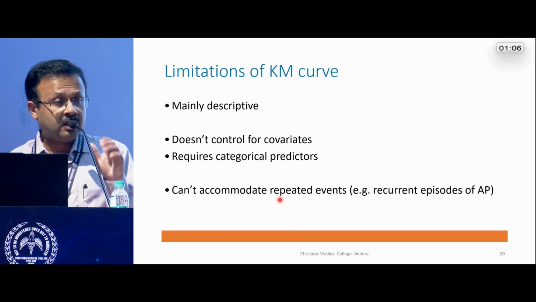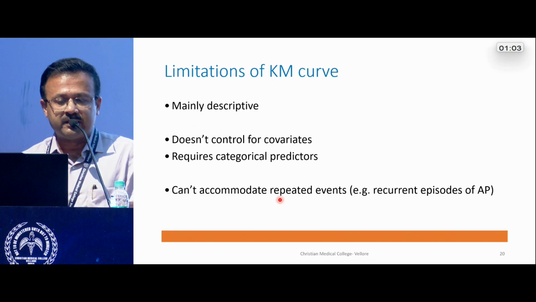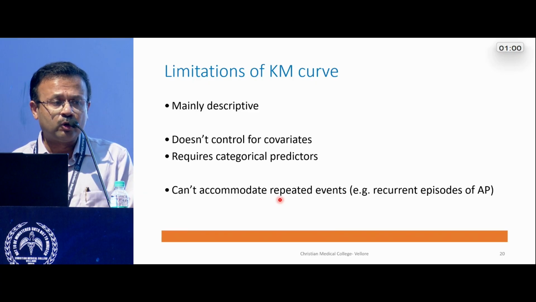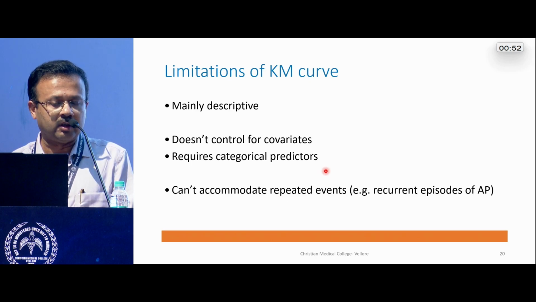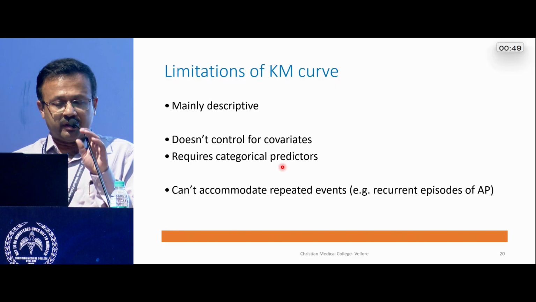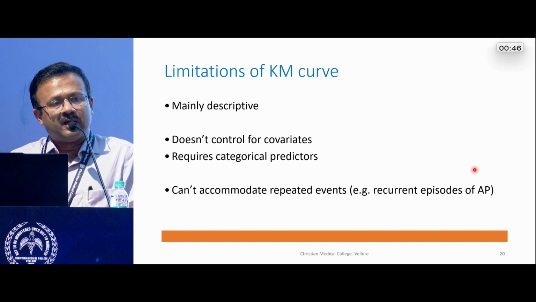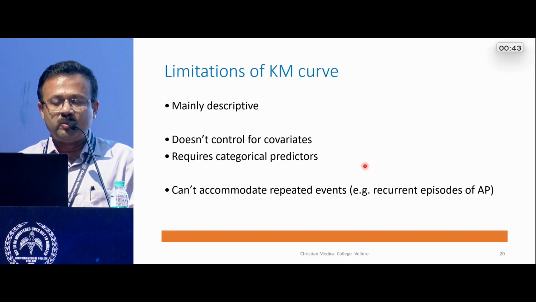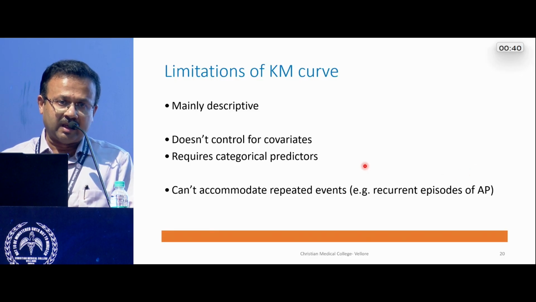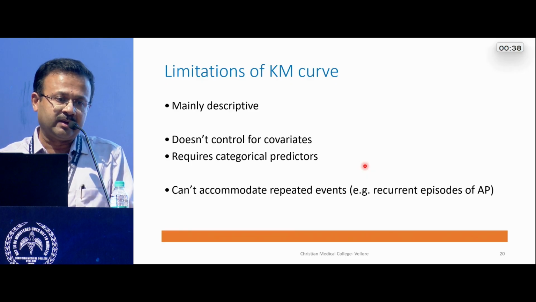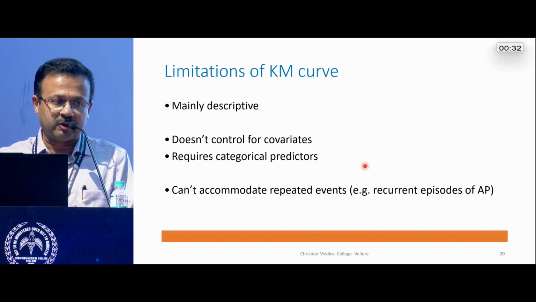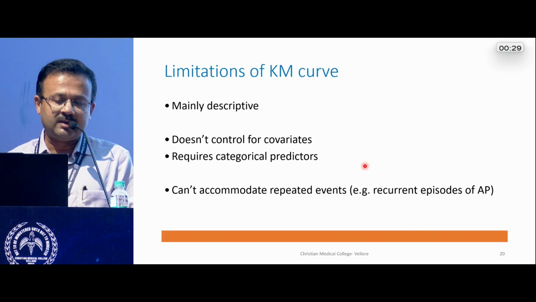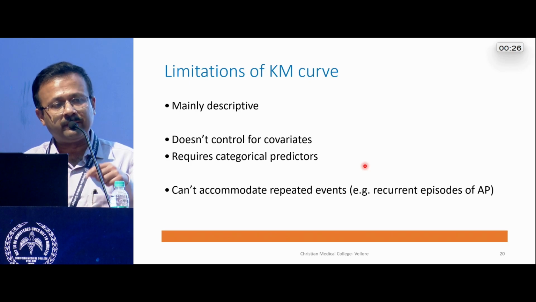Now, the limitations of the survival curve: it's mainly descriptive. It doesn't control for covariates, so it is only looking at one single categorical predictor. We will look at that. So it requires categorical predictors. It is also always difficult, because we are assuming that a patient is either dead or alive. The patient may have, say, recurrent acute pancreatitis, and if there is one episode of pancreatitis, this patient may again repeatedly have acute pancreatitis. Now this Kaplan-Meier analysis in this format will not be able to look at repeated episodes of acute pancreatitis.